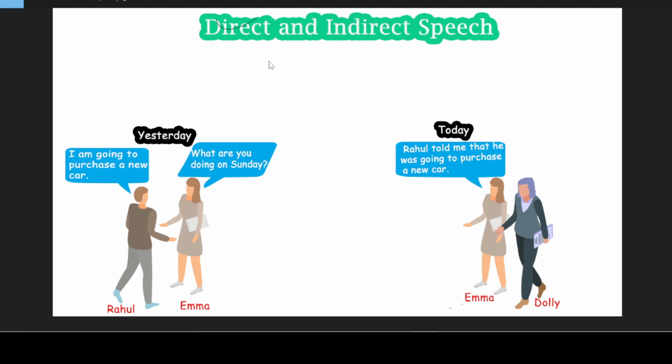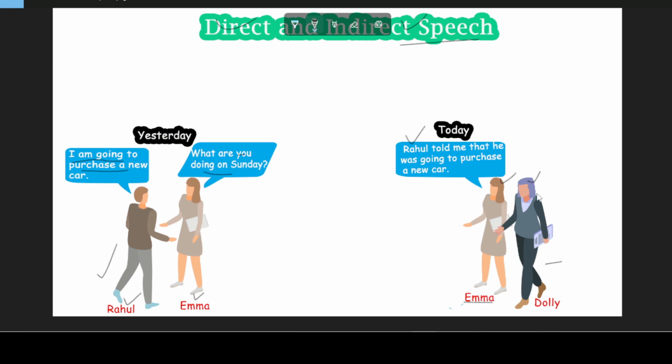So you got to know what is direct speech. Now we come to know what is indirect speech. Now we have again two characters, Rahul and Emma. They were talking yesterday, and Emma was asking, what are you doing on Sunday? So same answer, Rahul said, I'm going to purchase a new car. So now Emma and Dolly today, they are both together, and the same message Emma is conveying to Dolly, what Rahul said. And this time she is using indirect speech, indirect way.